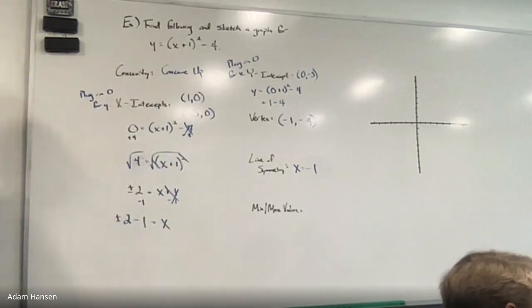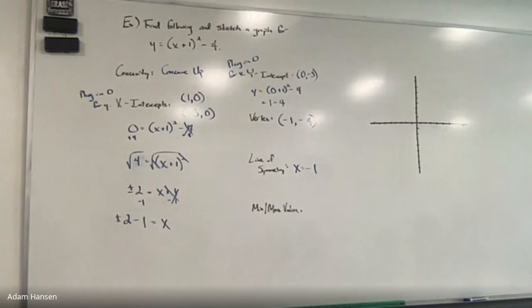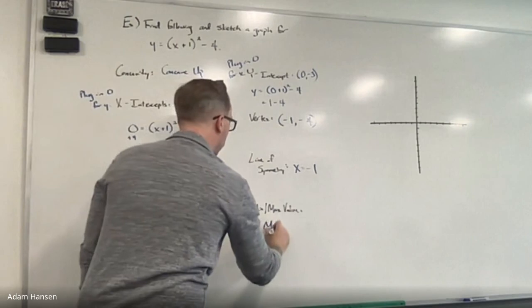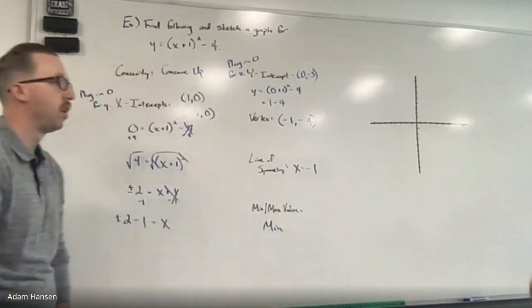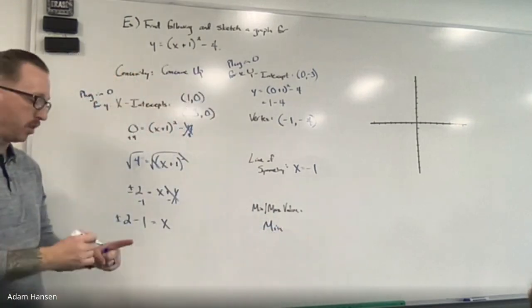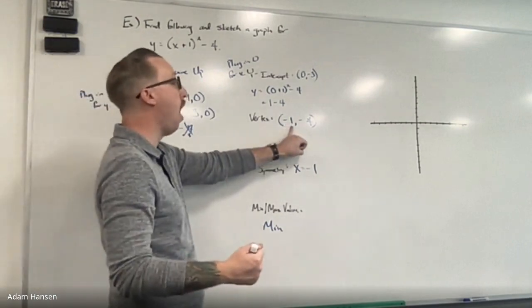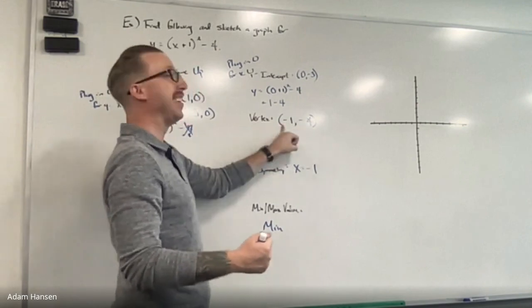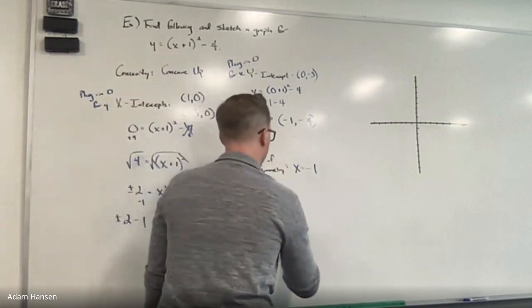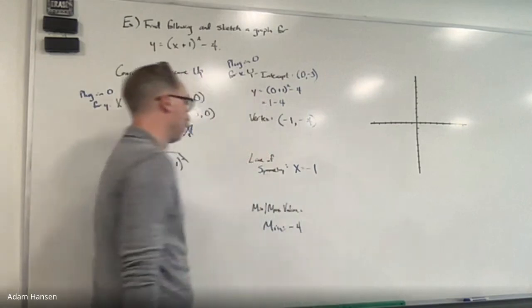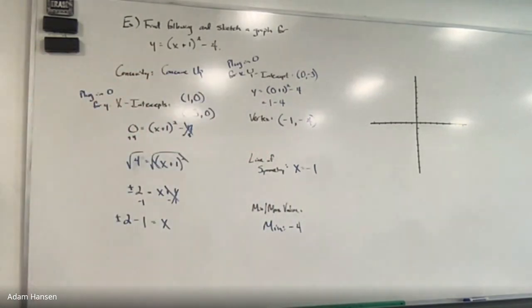Maximum or minimum? Minimum. What's the smallest number I can get out, Adley? The vertex. What's the smallest number I can ever get out? No, I could get out the minimum of -4 when I plug in -1. Let me pause here. Questions as we're looking at this example on the board?